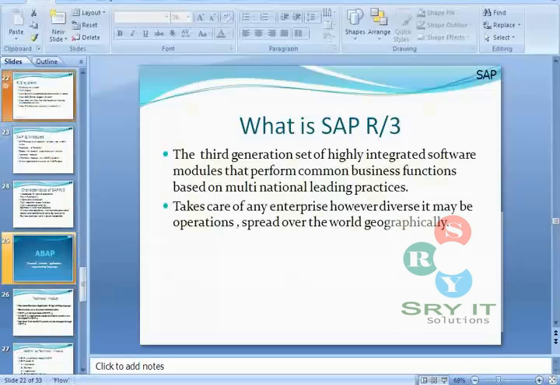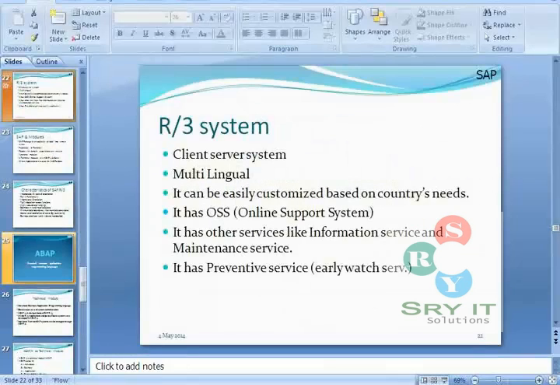All right. So the next one is we are talking about small features of SAP R3, and the next 3 slides talk about the characteristics, the features of SAP. Number 1, I am talking about the client server system. We have a client and server, application server, and database server. That is called a client server system. And multilingual language. Basically, the SAP R3 package can be used as per the country specific language.